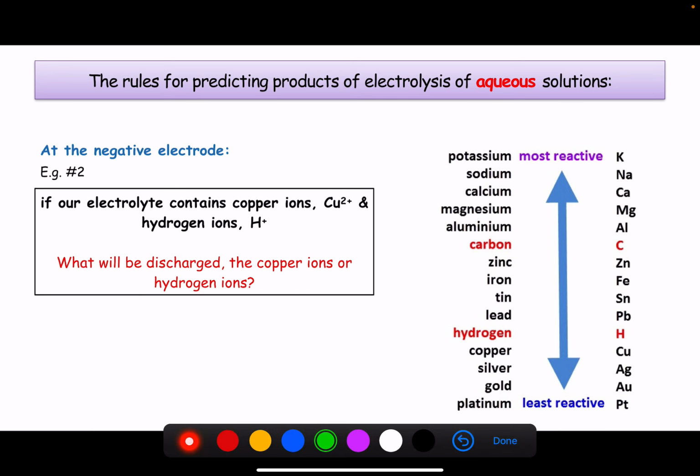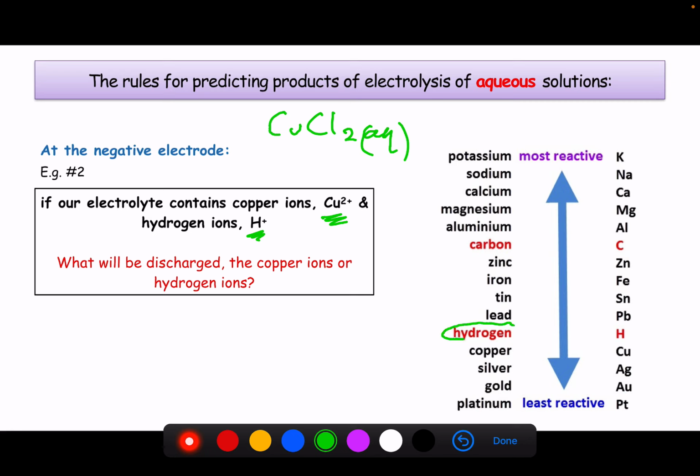Let's look at another example. This time, let's suppose we were doing electrolysis on a solution of copper chloride. Okay, there we go, aqueous copper chloride. Well, this time, my positive ions would be, yes, my hydrogen ions, because it's a solution, but also copper ions. Now, this time to work out which will be discharged at the negative electrode, I use the same rule. I look for what are their positions in the reactivity series.